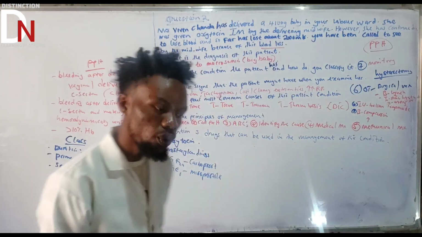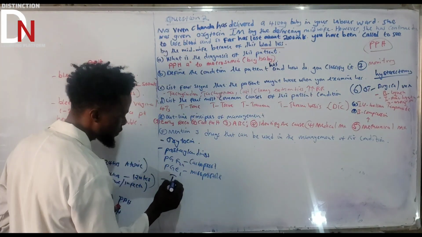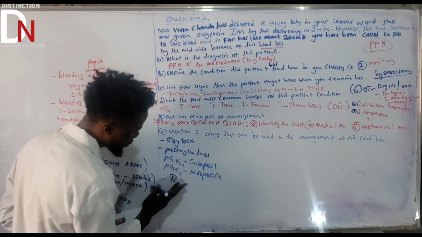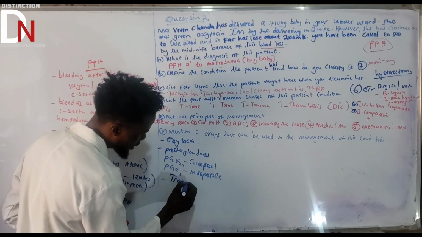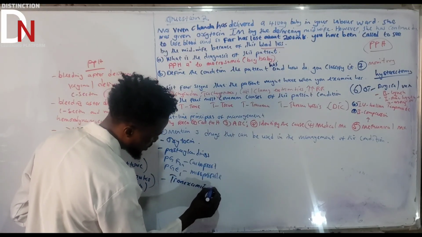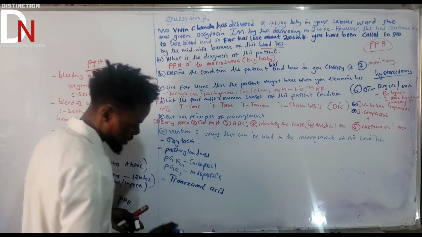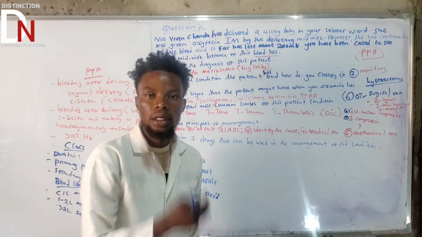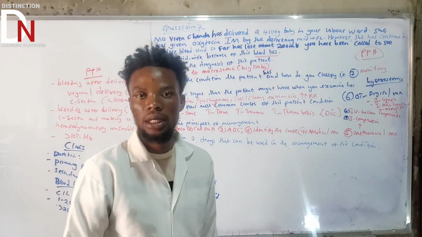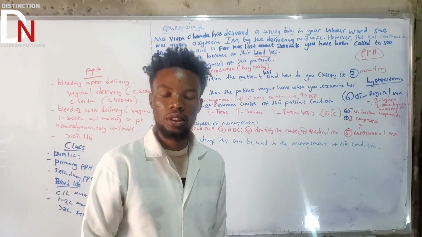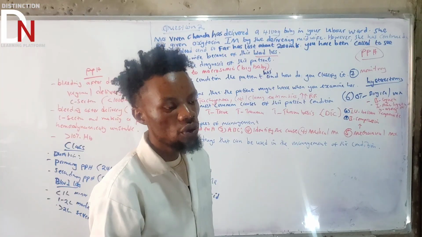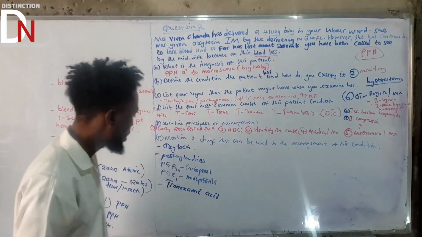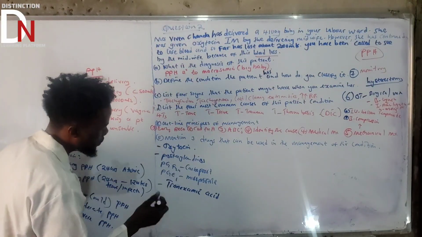But we'll just give something else. We can give tranexamic acid. So tranexamic acid, what is it? It is an antifibrinolytic drug, which is going to inhibit plasminogen activation. That is tranexamic acid, so you can use that.